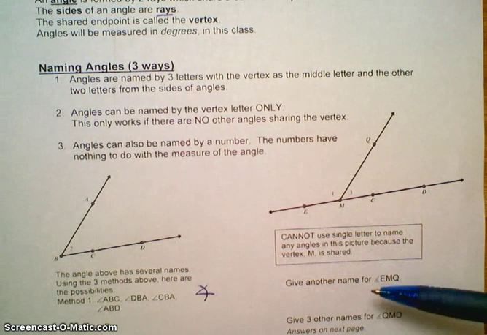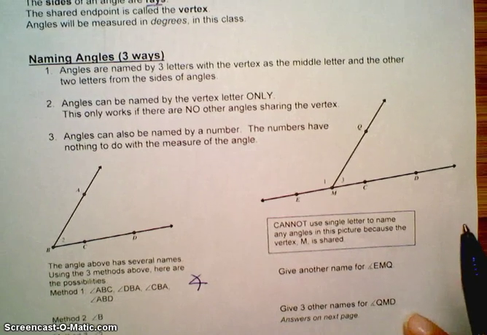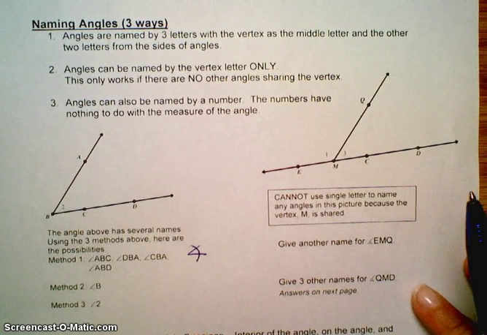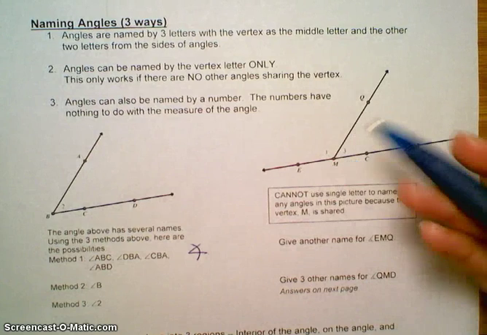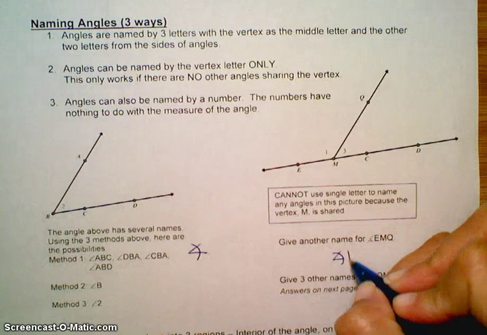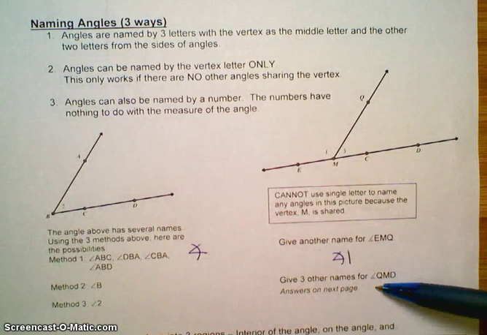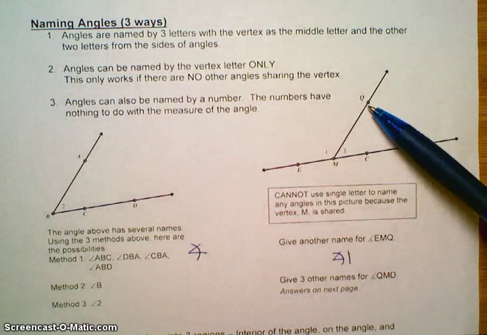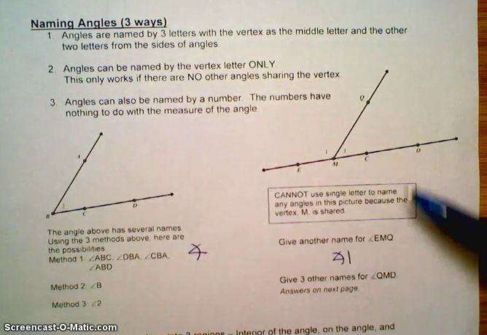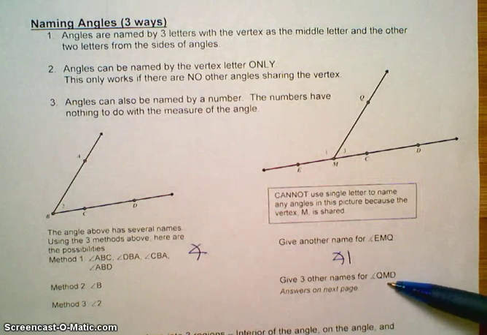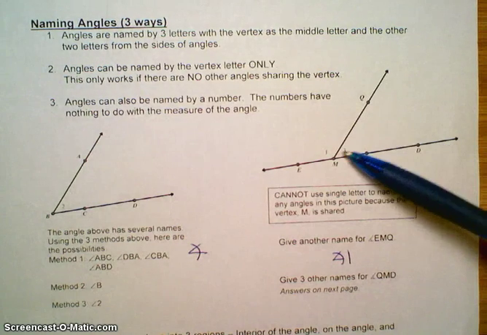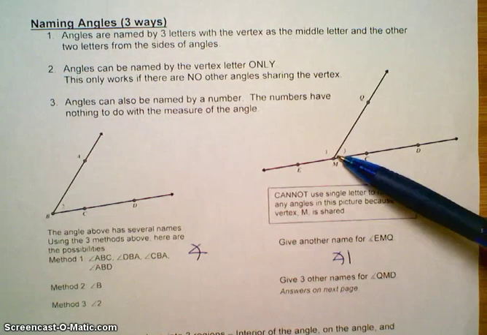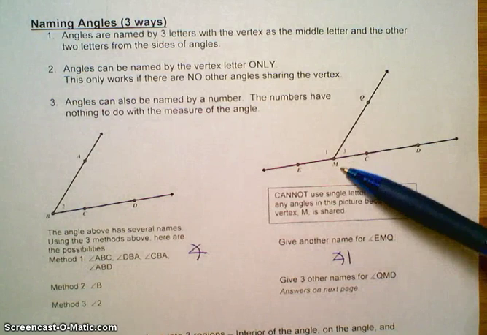And for this picture, you've been asked to give another name for angle EMQ. Your possibility for EMQ would be to say it's called angle 1. It also asks you to give three other names for angle QMD. It's a good idea when you're deciding what angle to look at to actually read the letters and outline the angle with your pen so that you see which angle you're talking about.